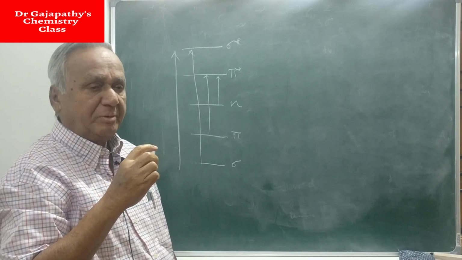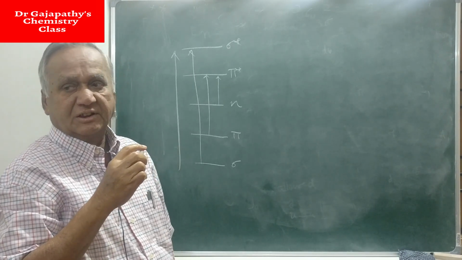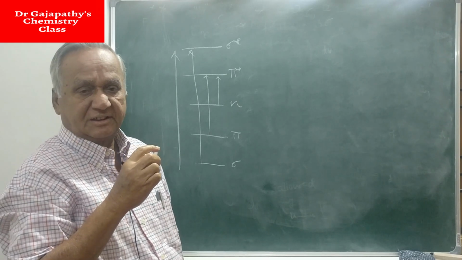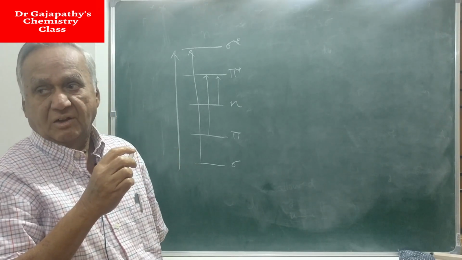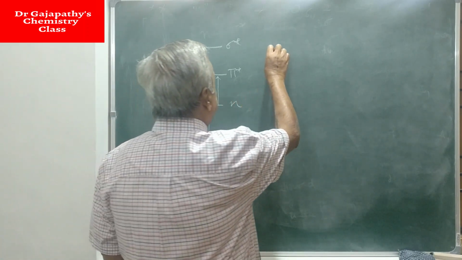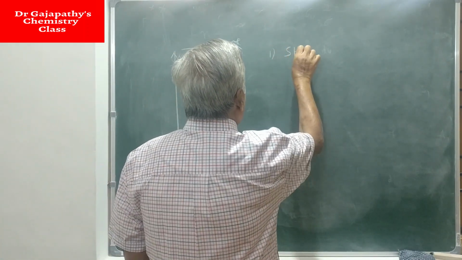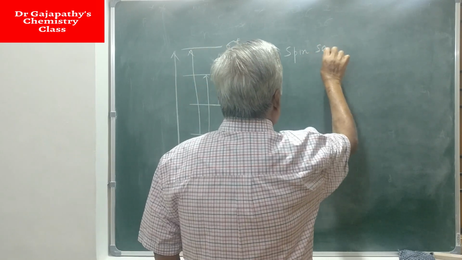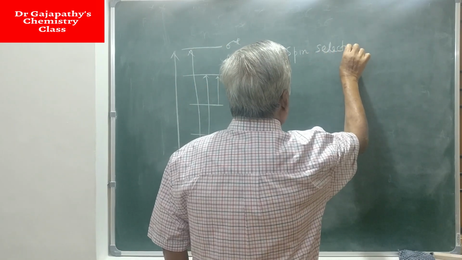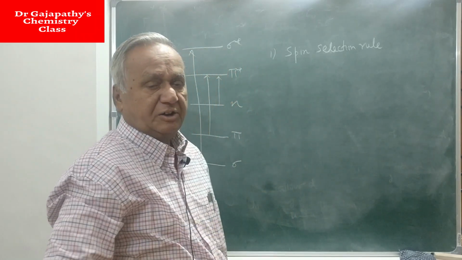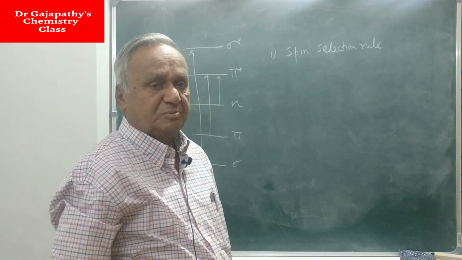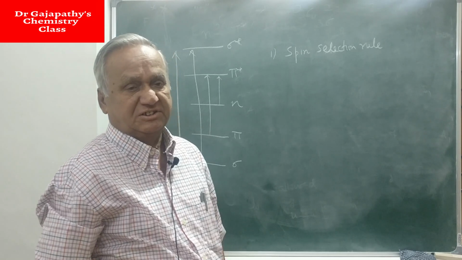Are they allowed or forbidden, or what are the selection rules governing this? There are three selection rules which govern this. One is what is called a spin selection rule. Namely, during electronic transition, spin multiplicity should not change.